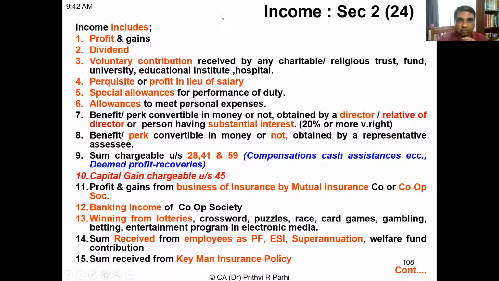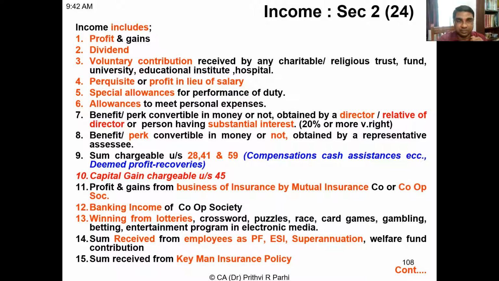Point number 2. Dividend. Dividend means profits of a company when it is distributed to the shareholders. That is called dividend, and that is income. There are certain exemptions, so the income may be exempted, but as per the definition, that is income. In certain situations, dividend declared by an Indian company may be exempted. That's a different thing. Income includes exempted income also. So dividends are income.